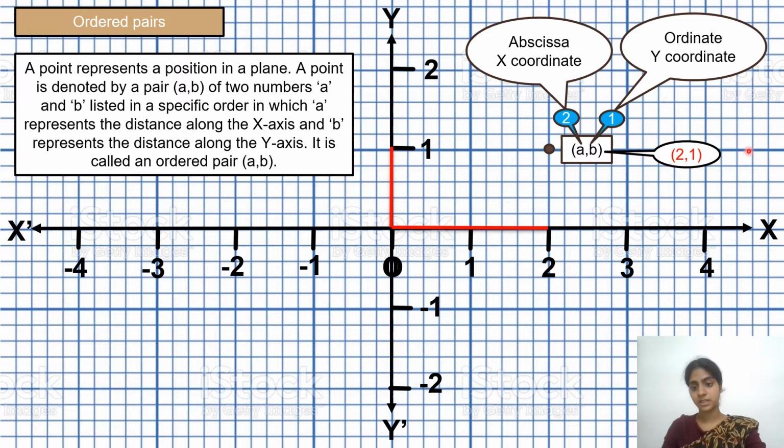How does this (2, 1) ordered pair show us the position of this point? When we mark 2, we see that from the y-axis along the x-axis, we find the distance from the y-axis to the point. And then when we take b as 1, we find the distance along the y-axis from the x-axis to the point. So this is how the position of the point is received from the ordered pair.